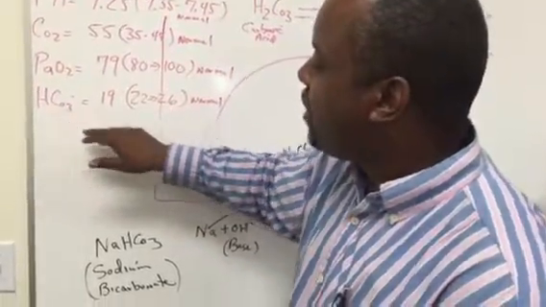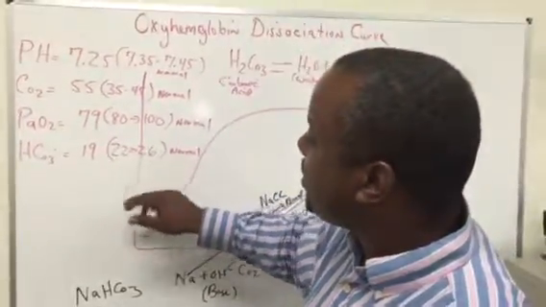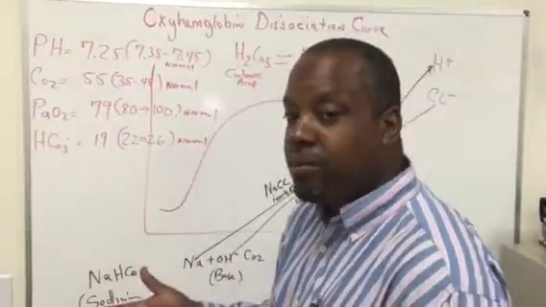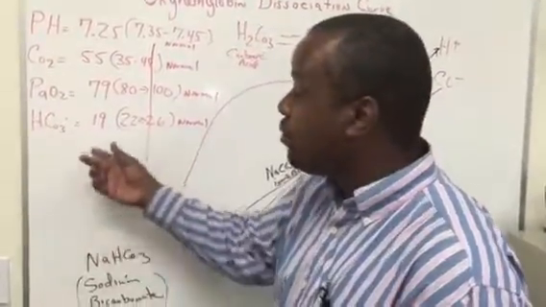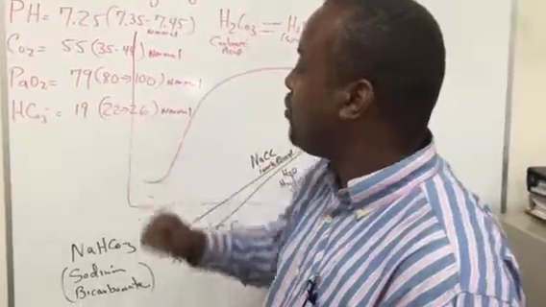Now the bicarbonate level is 19. That's low because it should be between 22 and 26. The bicarbonate is going to let us know if it's metabolic or not. So it proves that this is metabolic acidosis because this is below 22.